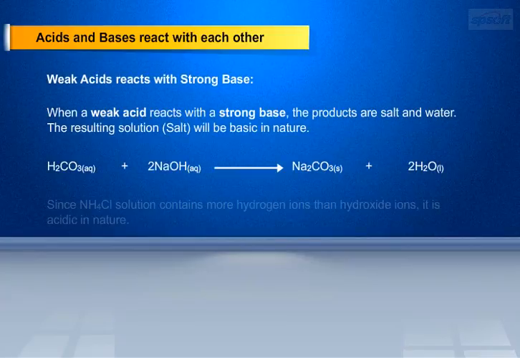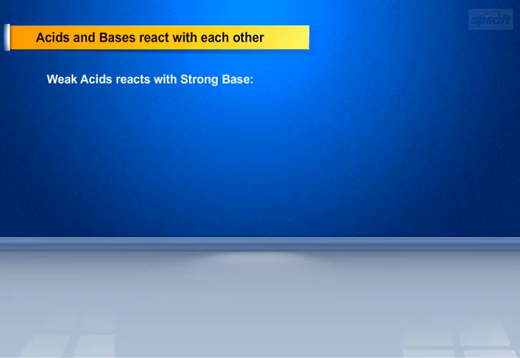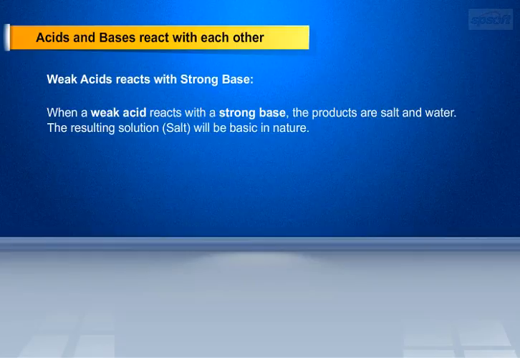Now we shall see how weak acid reacts with strong base. When a weak acid reacts with a strong base, the products produced are salt and water. The resulting solution, salt, will be basic in nature. The chemical equation is carbonic acid plus sodium hydroxide on reaction gives sodium carbonate plus water.